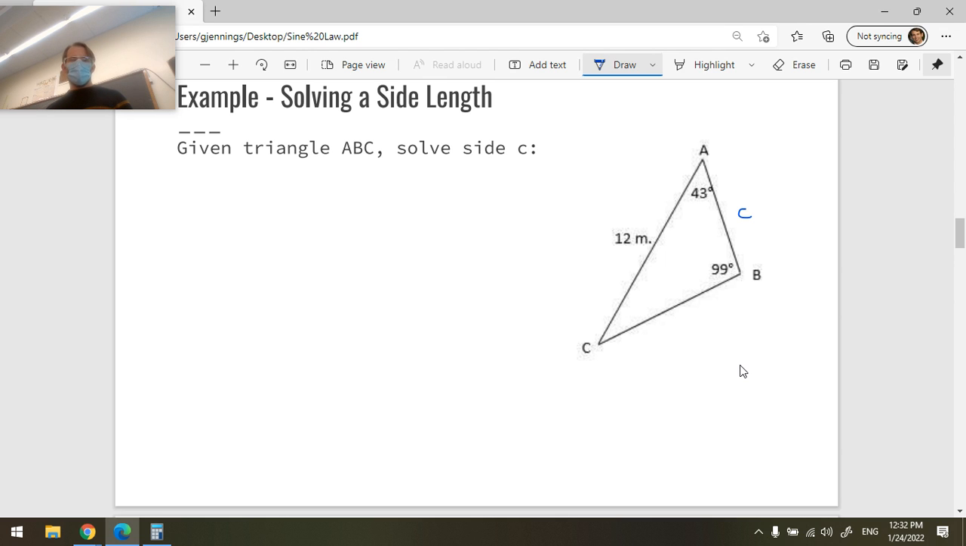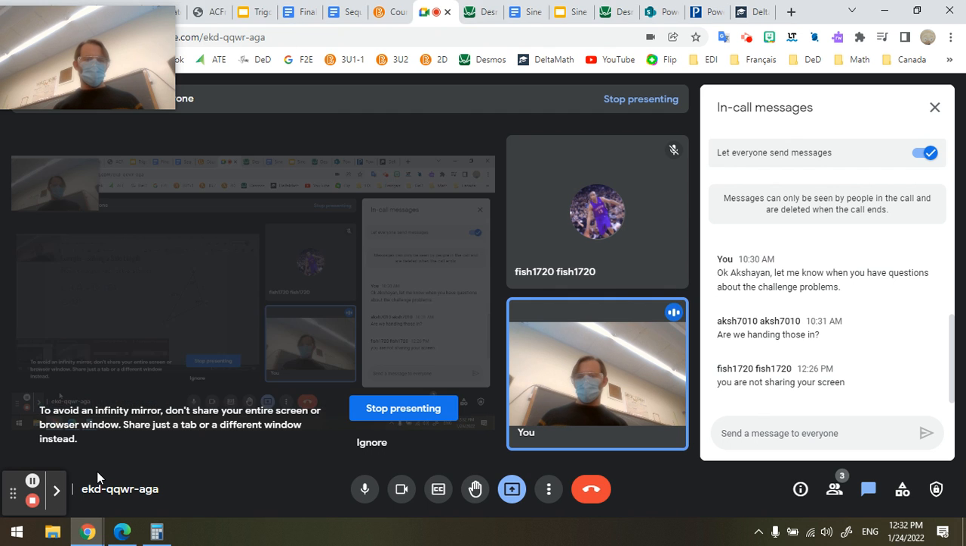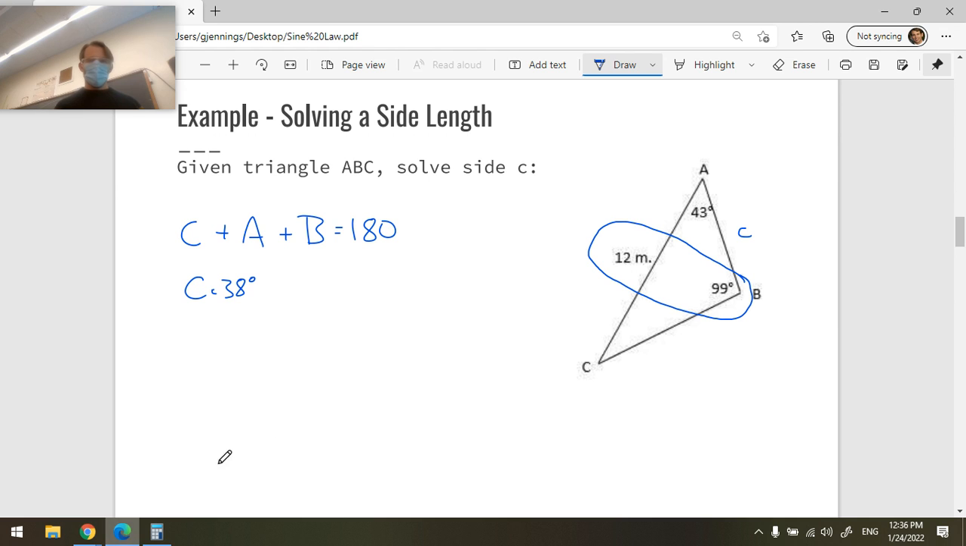Let's see. Angle C plus angle A plus angle B should equal 180. Okay, so let's put that in. 43 plus 99 gives me 142. 180 minus 142, indeed, C equals 38. Okay, I'm going to pause the video there, but I'm going to give you 2 minutes to work on that one, and then we'll take it up together. So who's got the answer?